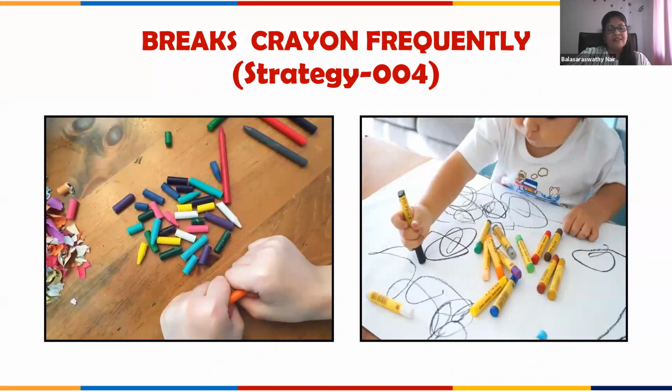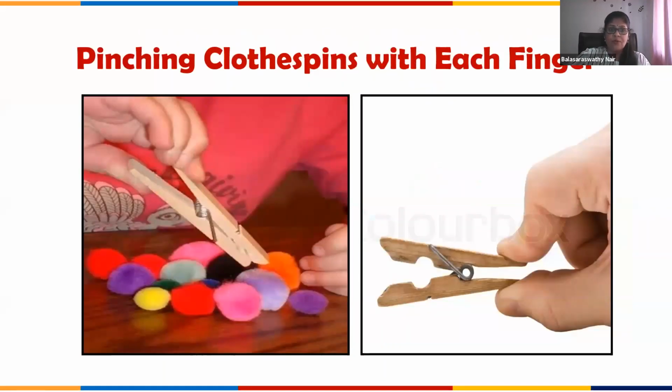The next strategy is for when the children break crayons very, very frequently, because their pressure points on the crayon are at different places. So what do you do? Use simple pinching clothespins with each finger. Pick up something, drop it. Like pick up a sponge, drop it somewhere else. And these things, all of us find in our house. They are clothespins, used for the drying of the clothes. You can use it to pick up a pencil. You can use it to pick up a ball, soft ball, paper, anything in the house, and they can practice this. This pressure strengthens their muscles.